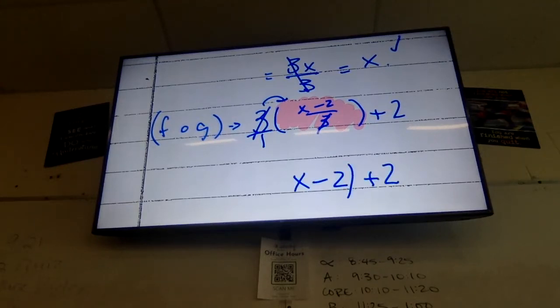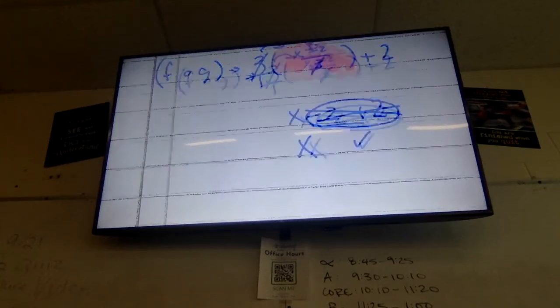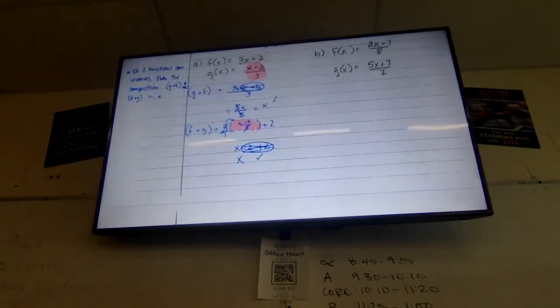Should I keep that x minus 2 in parentheses, or are those parentheses done? We don't need them. They're done. Now what? Good. We combine the like terms. We just get x. Is that what we wanted? Yes. So for both of them, I got x when I did my composition. So I would say yes, they are inverses, or that by itself proves that they are inverses.